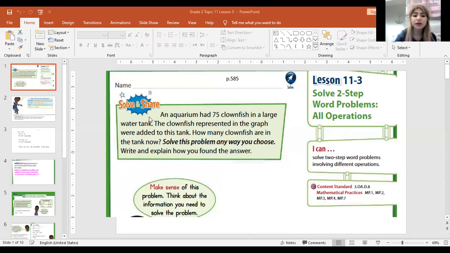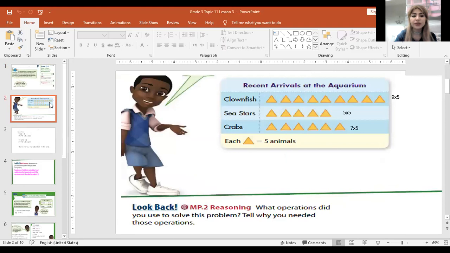Page 585, he's telling me an aquarium had 75 clownfish in a large water tank. The clownfish represented in the graph were added to this tank. How many clownfish are in the tank now? So step by step, he's giving me the aquarium that has 75 clownfish in a large water tank. The clownfish are represented in the bar graph here. How many clownfish? We have 9. Why did I multiply it by 5? Because I have a key that each triangle equals 5 animals.